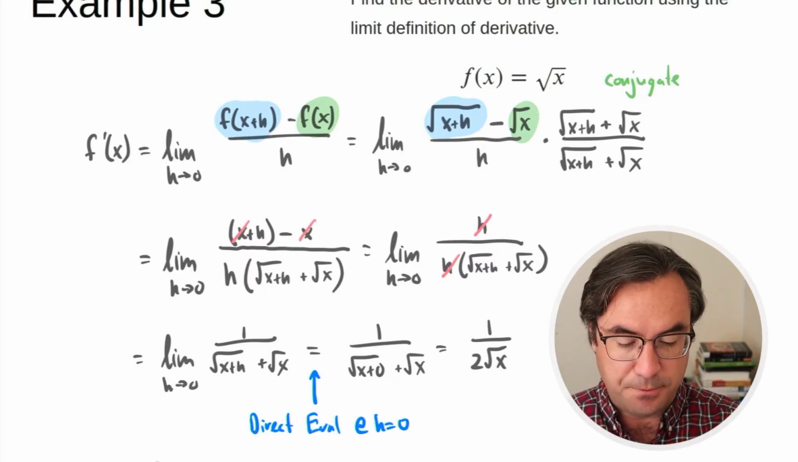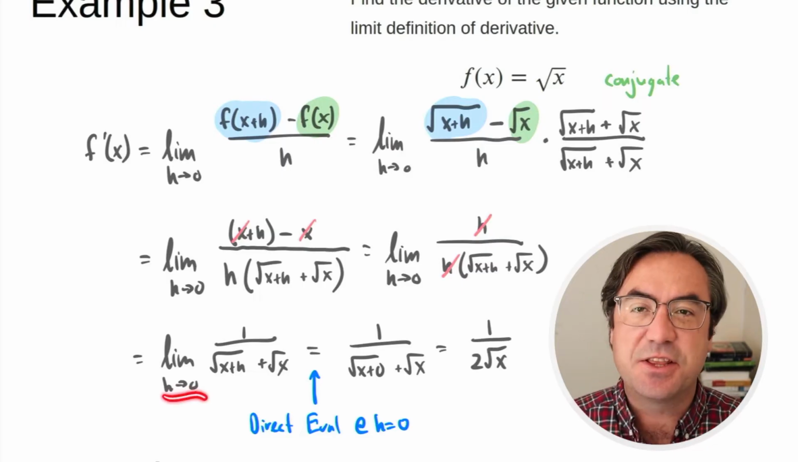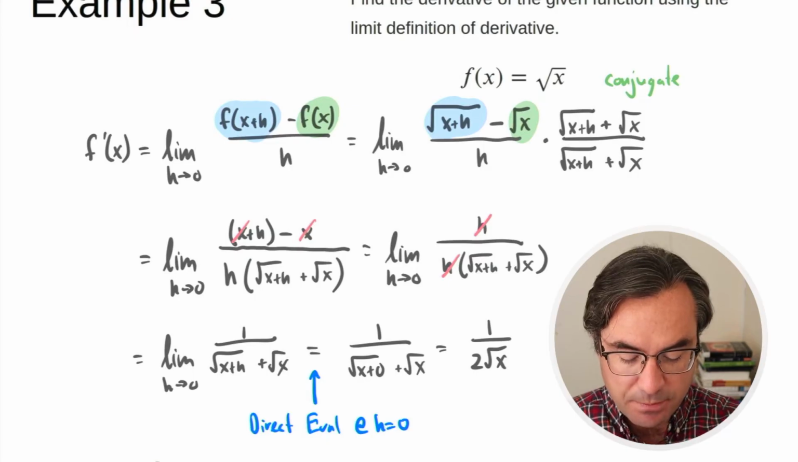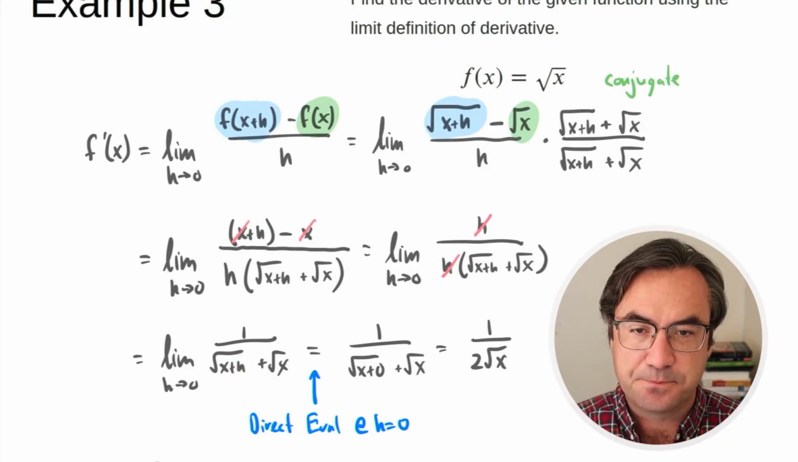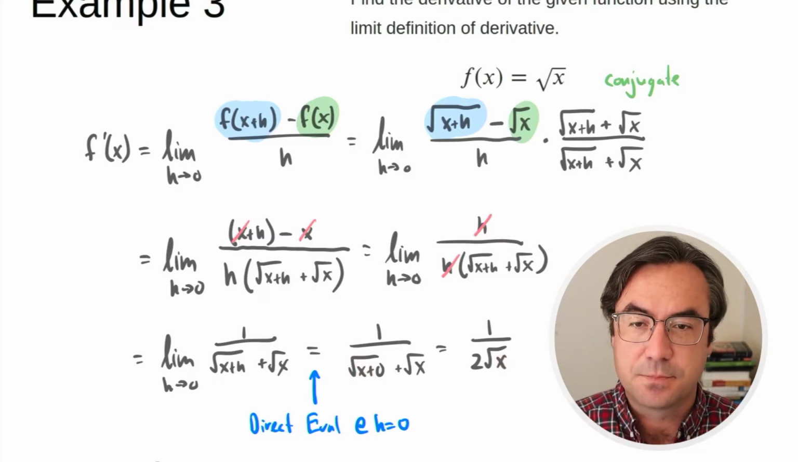with h equals 0. So notice that when we did this direct evaluation step, h is the thing that's changing. H is getting smaller and smaller. It's going to 0. So when we plug in, we're plugging 0 in wherever we saw an h there. So the x's stick around.